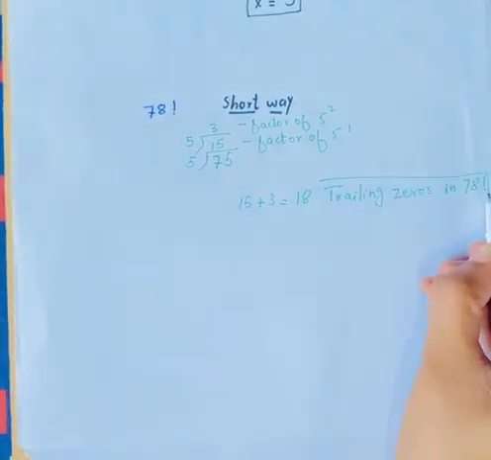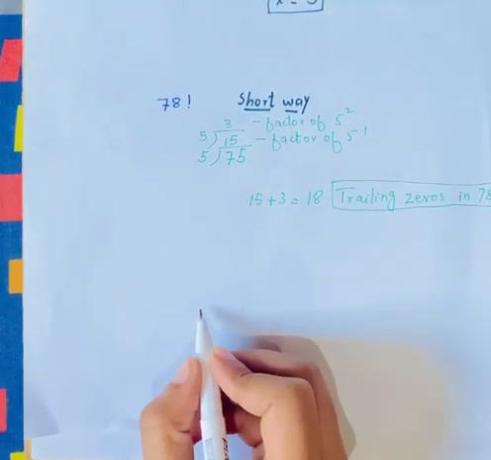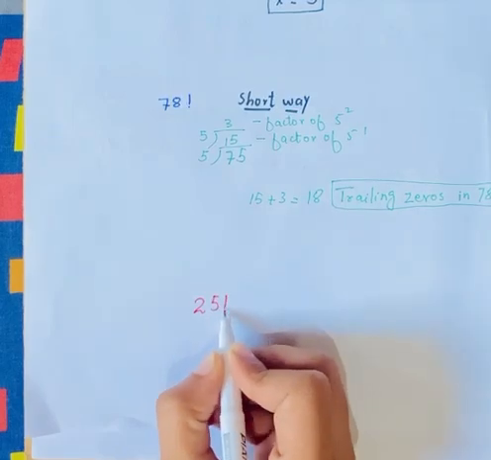So you do this one. 25 factorial has how many trailing zeros at the end? Let me know in the comments.